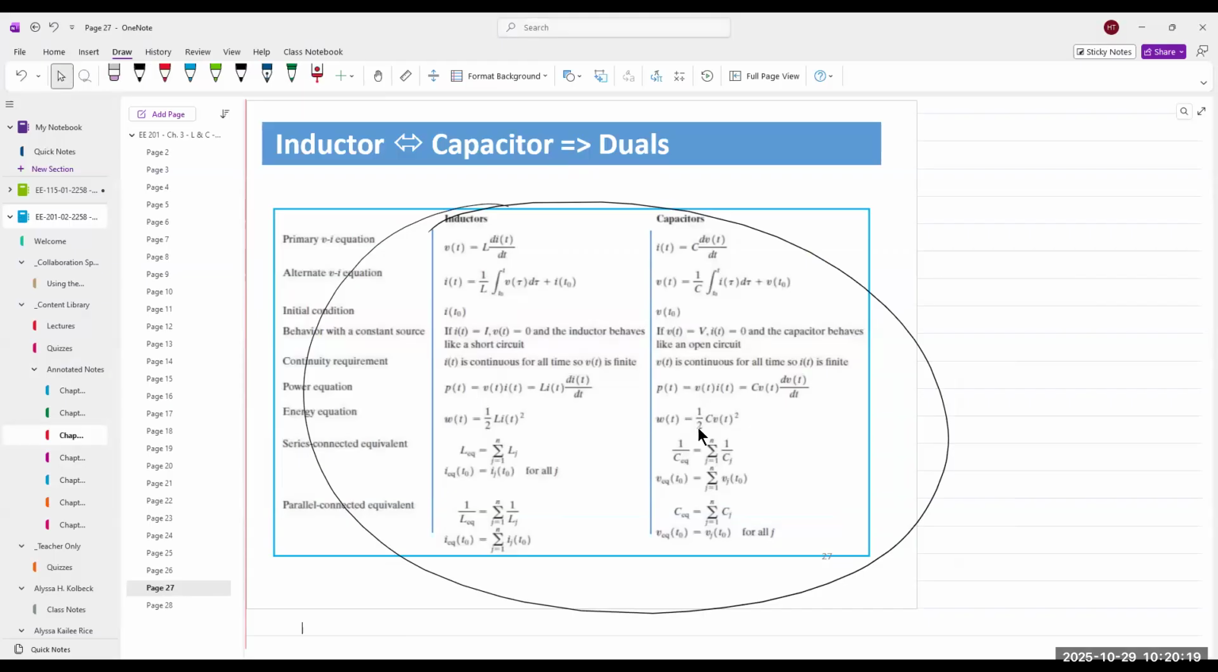V of t is given to us. We describe it for that specific time period between 0 and 1. So we'd have to break it down. So we write 3 equations.